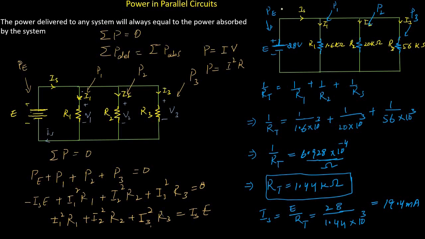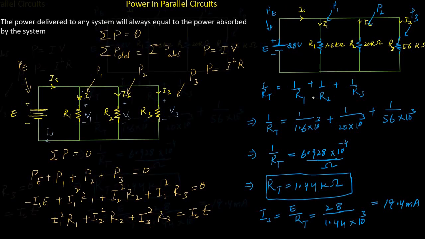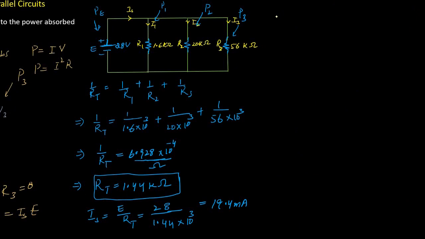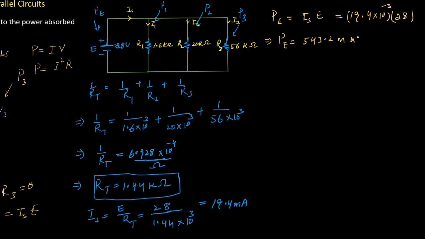Now to find the total power delivered by this DC voltage source, as we know, the power delivered by this DC voltage source, let's say PE, equals Is times E, where Is is 19.4 milliampere, 10 raised to the power minus 3, and the potential difference across the terminals of this DC voltage source is 28 volts. So the resulting power delivered by this DC voltage source is 543.2 milliwatt. So 543.2 milliwatt of power is delivered by this DC voltage source.